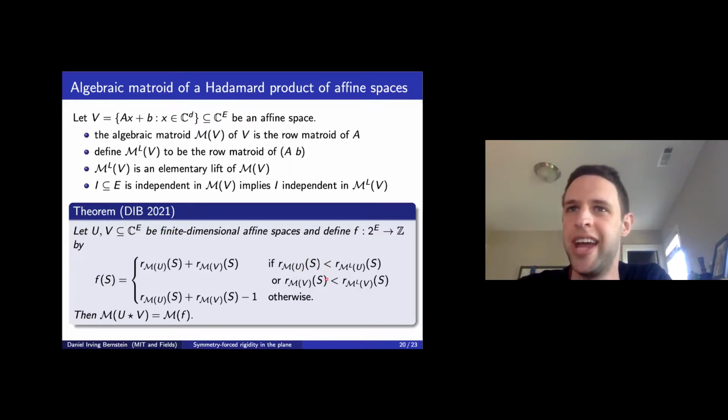I can look at the rank in its algebraic matroid, and I can look at the rank in the lift. If it increases going to the lift in one of these, then the rank of S is going to be this. And then if it doesn't, I'm just going to subtract one.